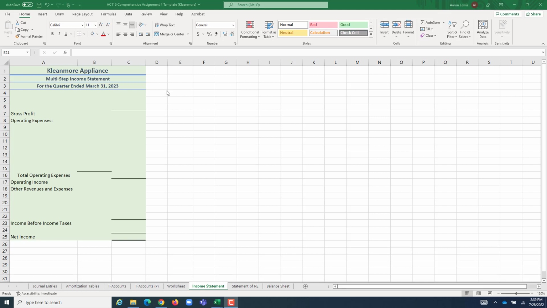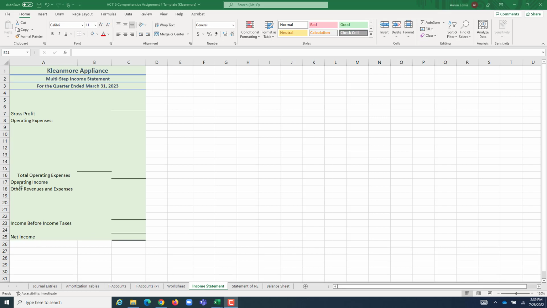We are going to do a multi-step income statement, where instead of just having a bottom line number, this is the income we had for a period, we're also going to show users of our information different breakdowns of our income, like what was our gross profit, what was our operating income, what was our EBIT, our income before income taxes, before we ultimately show them what our bottom line net income was.